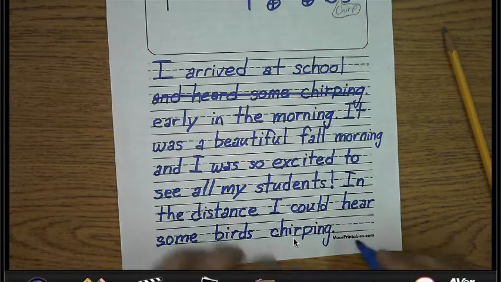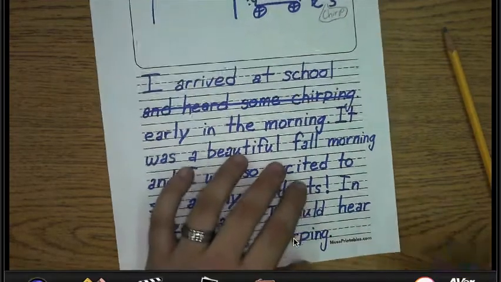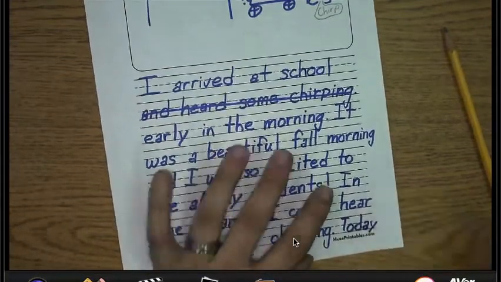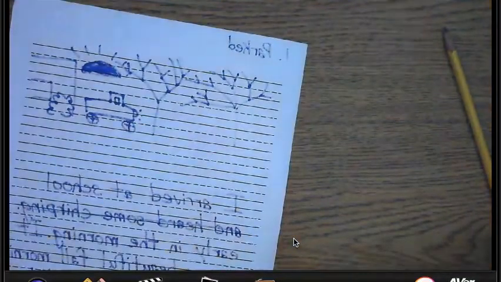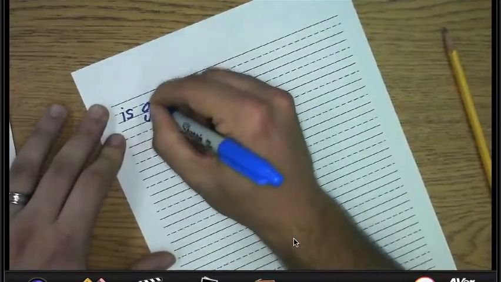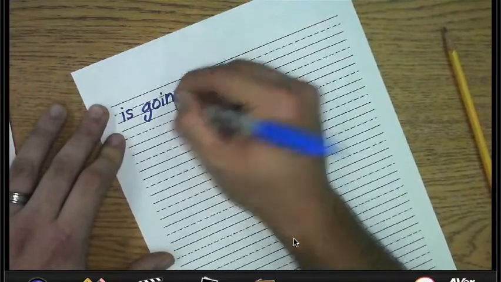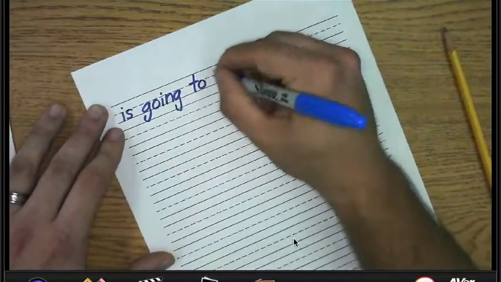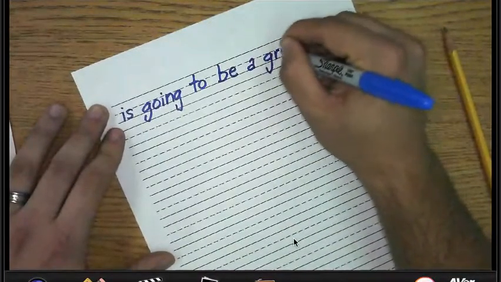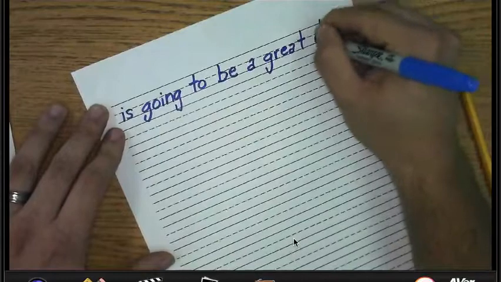And I'm going to put down right here at this moment, today. Oh, we ran out of room. That's why we have a backside. I'm actually going to use the backside of another paper because I'm doing this in marker. Remember, we usually do this in pencil. Today is going to be a great day.